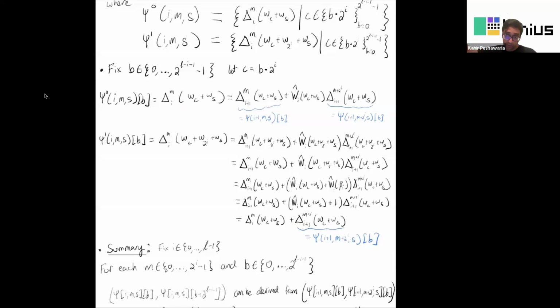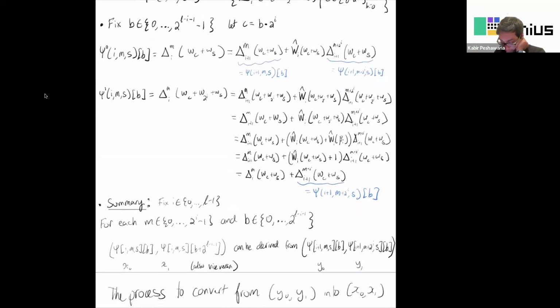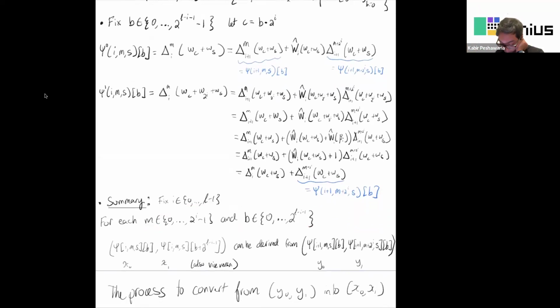Okay, what's the takeaway? The takeaway is that for each I that's fixed, so we're in a specific round is how you can think about it, it'll make more sense later when we look at the algorithm. For each fixed M and B, we want to figure out what psi I is for that B and that B shifted up. And it can be derived from psi I plus 1 at that B and psi I plus 1 with the M shifted up at that B.